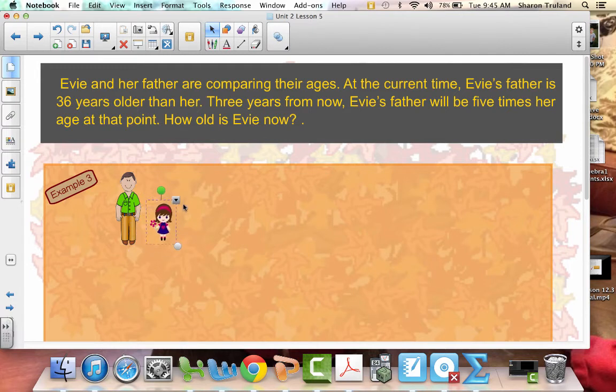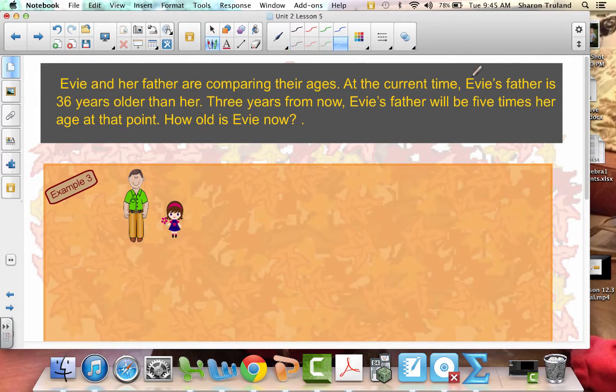Gave you cute little pictures. Here's Evie. Here's her dad. And let's take a little shortcut now. We're just going to cross off things as we read them and understand them. We understand that Evie and her father are comparing their ages. Great. Good for them. Guess it's kind of boring in the household tonight. At the current time means right now.